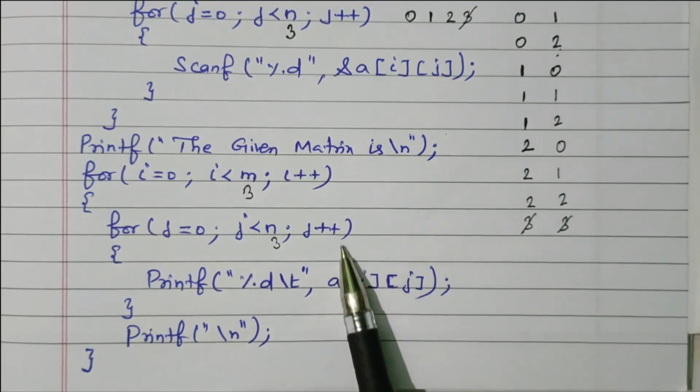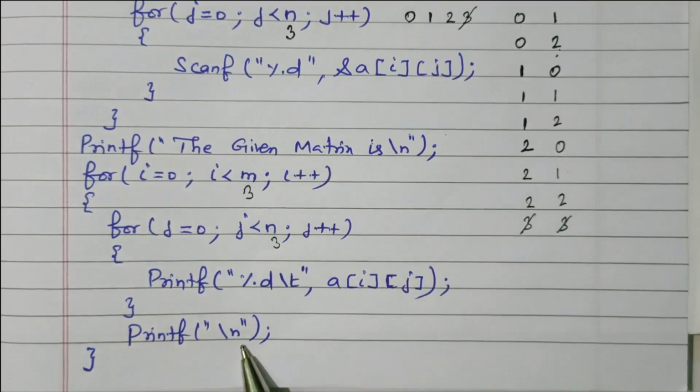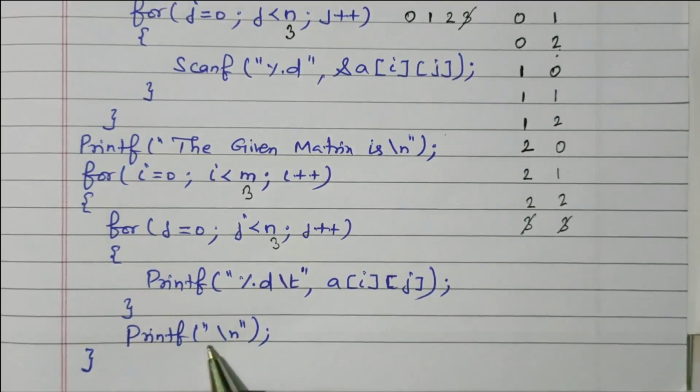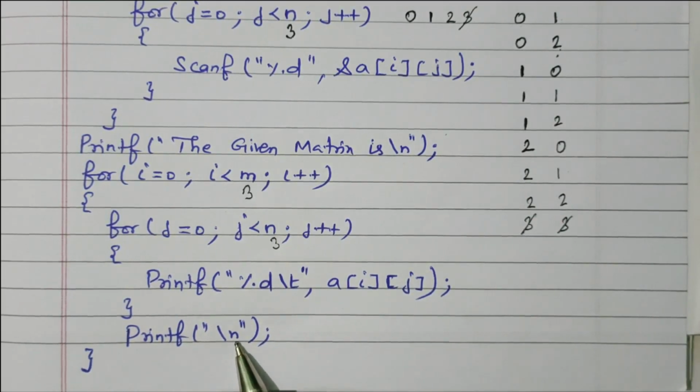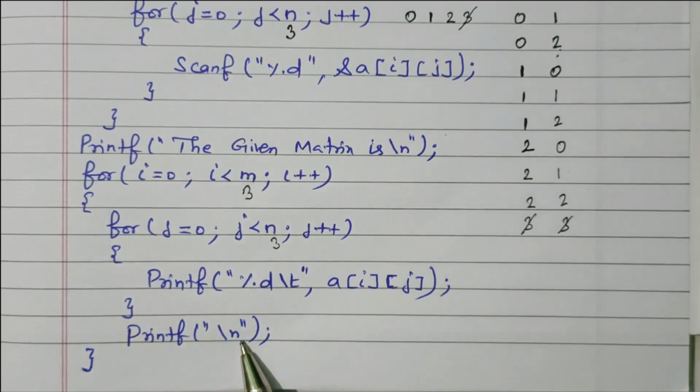After 2, this inner loop is terminated. So it will go to the outer loop. In the outer loop, what do we have? printf("\n"). So it will go to the next line. After printing the first row, the second row goes to the next line, so that it will display in a matrix format.